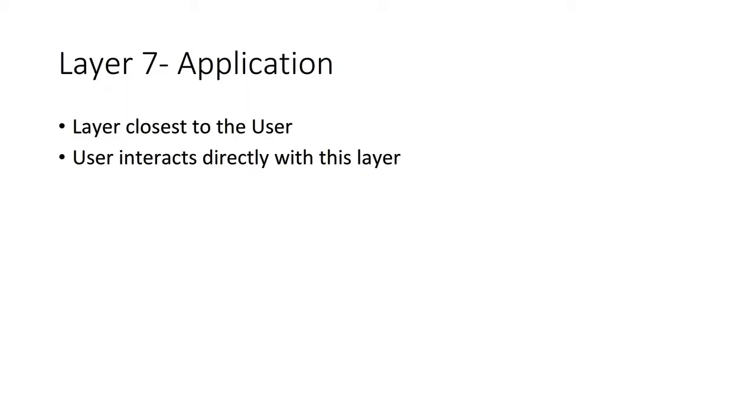Let's discuss the OSI model from the top down, starting with layer 7. Layer 7 is the application layer. It's the layer that resides closest to the user. In fact, this is the layer where the user directly interacts with the OSI model.